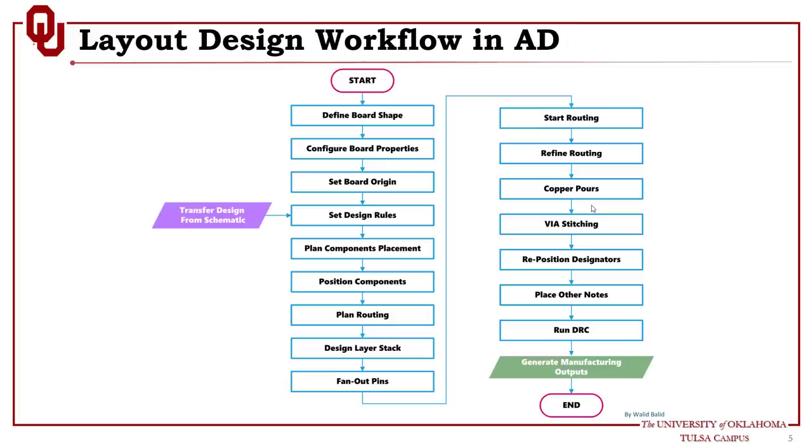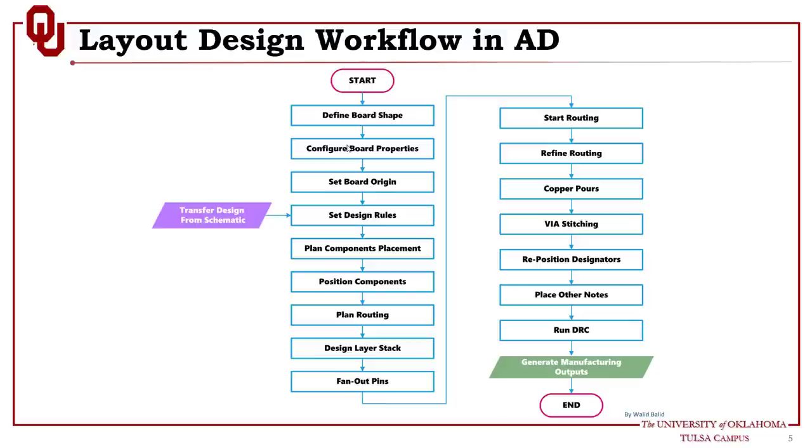So the workflow in Altium Designer, as you can see in here, we'll start by defining the board shape. The board shape is basically the mechanical requirement. What is the shape of the board? What is the dimension of the board, etc.? So this is the first thing you need to do. Then configure the board properties.